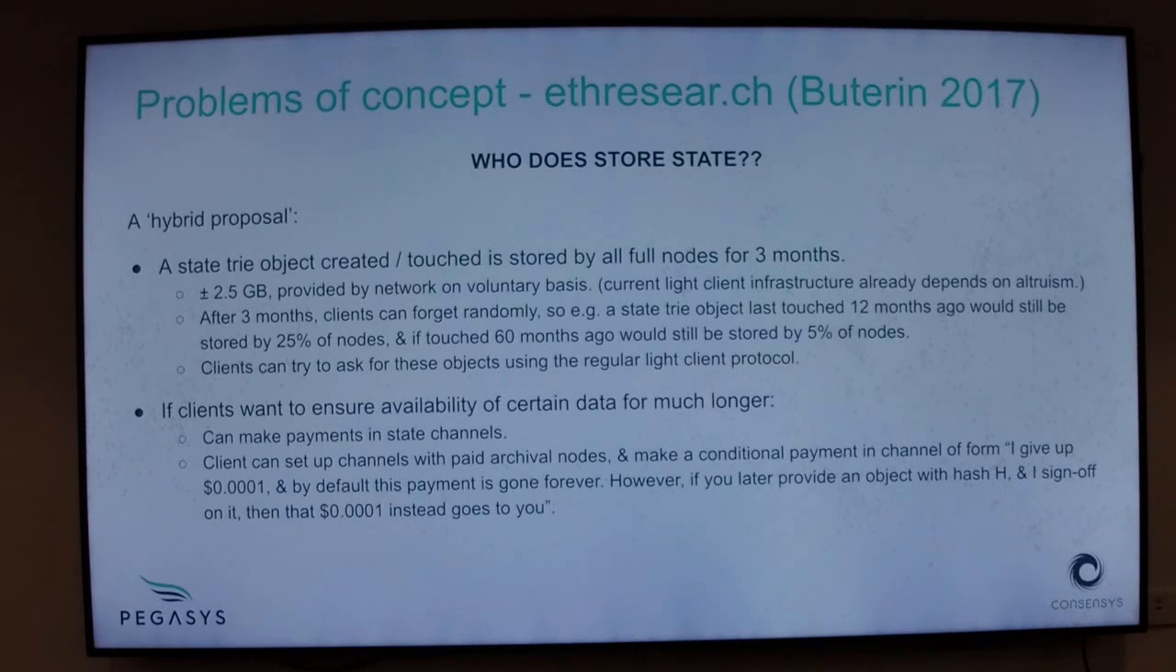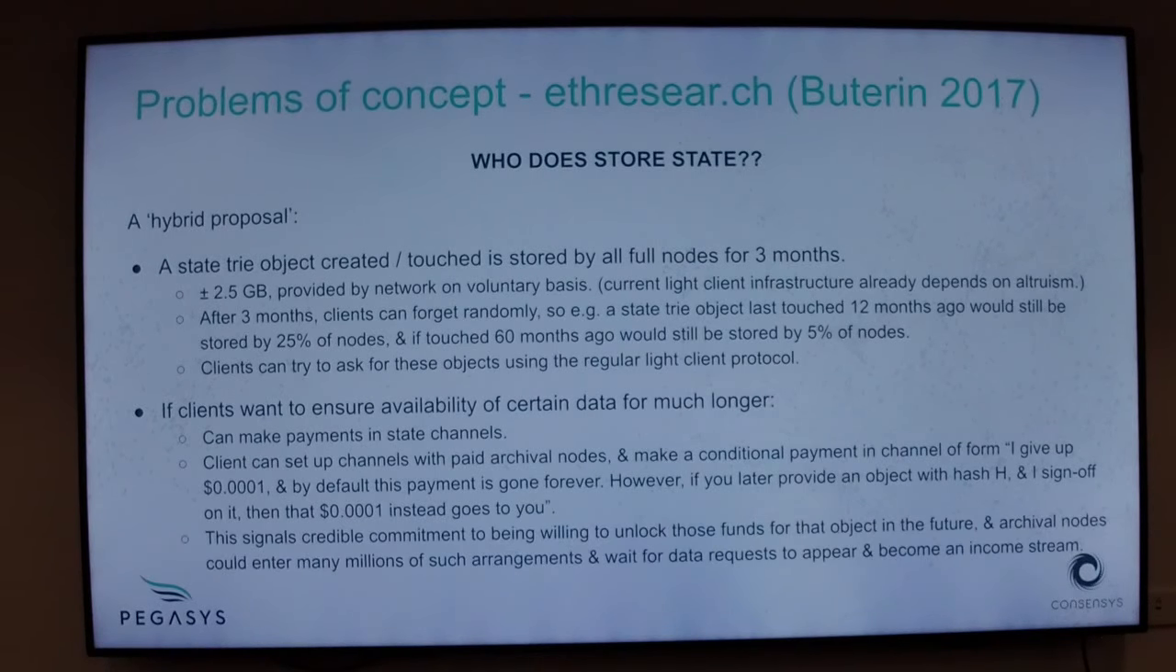Again, I haven't seen much written about this, but basically clients can set up these archival nodes and you make a conditional payment. So you're basically saying, I'm putting away this minimal amount, like 0.0001 of a dollar, and by default this is gone forever. However, if later on you provide an object with hash H and I sign off on it, then that will go to you instead of just sitting there.